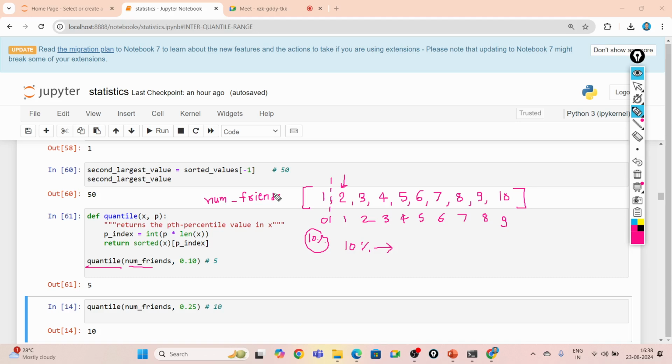Is it clear? Now what is the 20%? So this is the 20%, and the answer for 20% is 3. Answer for 30% is again what? 4, in this way. Is it clear?